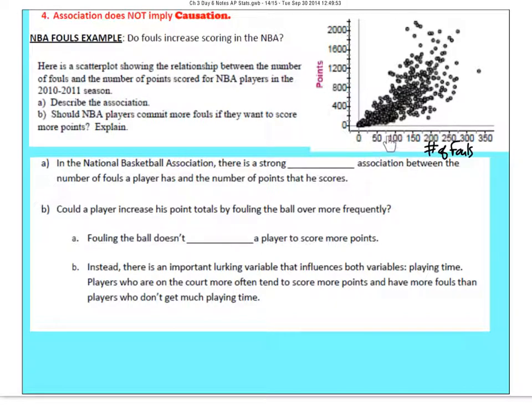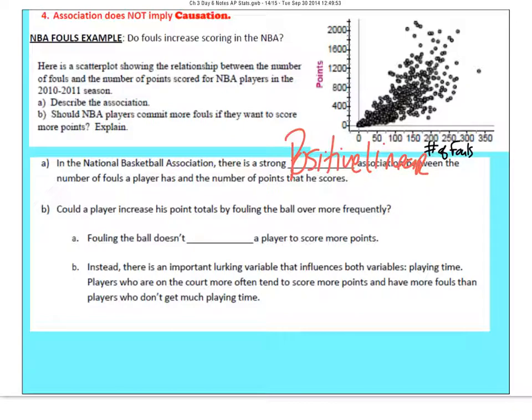So does that mean that if you have more fouls, you're going to make more points? Well, there's a couple things here you want to be cautious of. The first one is that we talked about the direction. There is a strong positive linear relationship. So your gut might be saying, sure, it's going to make a difference. However, you must be logical and cautious. Could a player increase his total points by fouling the ball over more frequently? Sure, if you foul the ball more, maybe you're going to shoot more and then you can make more points.